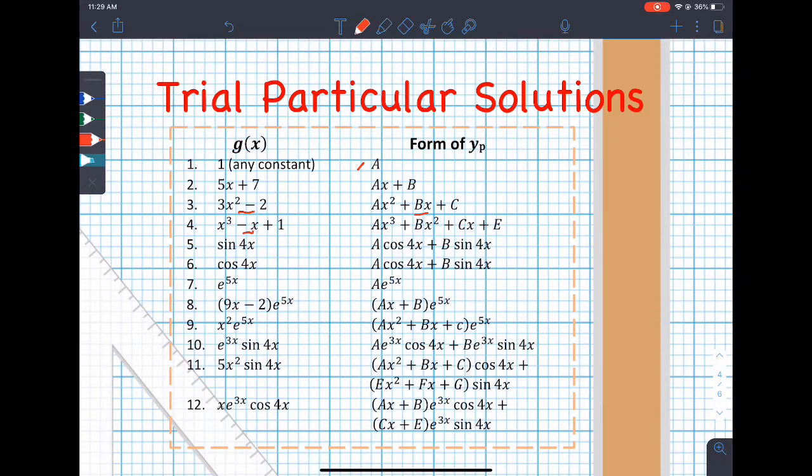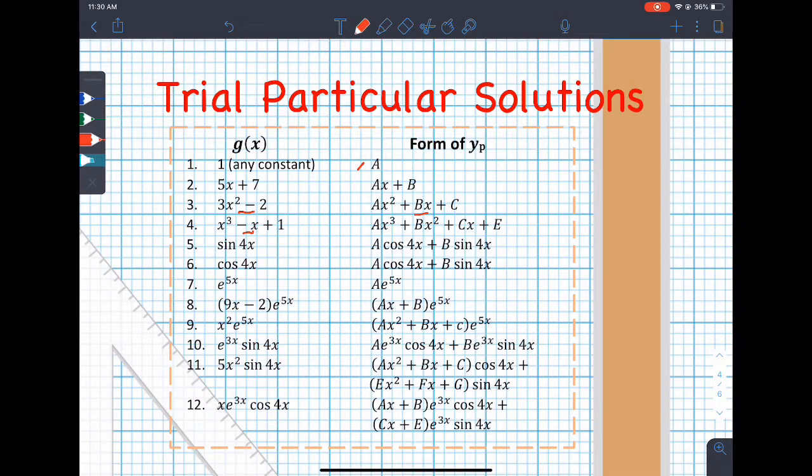If it is a product of an algebraic function and a sine, that's the same. We have to have the ax squared plus bx plus c multiplied with the cosine, and the same multiplied with the sine. And lastly, if it's a product of three, then that would just be a trial solution involving the algebraic function, the exponential, and the cosine, plus the corresponding sine function. So those are all the common trial particular solutions. If our g of x resembles the following, then we could use the method of undetermined coefficients. So that would be for algebraic functions, for exponential, as well as for sine and cosine.